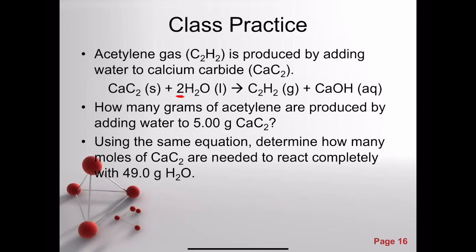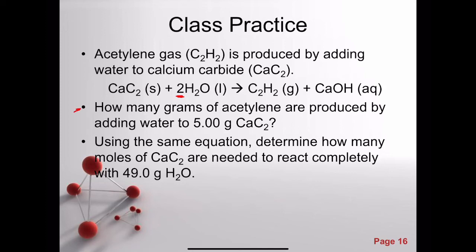It doesn't hurt to check it. But if you see a coefficient, they've probably already given you a balanced equation. If you don't see any coefficients, it may be balanced. It may just be that all of the coefficients balance at 1. But you definitely need to check it if you don't see any coefficients to make sure it's balanced before you begin. So this one's balanced.